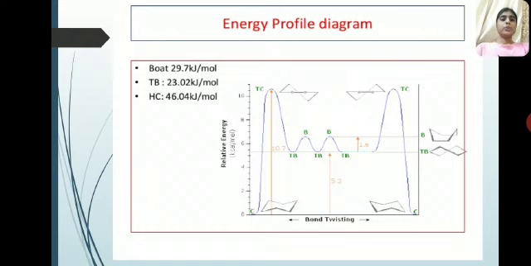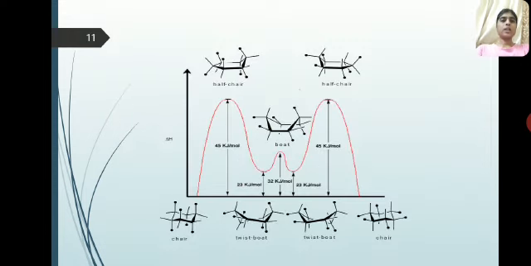This is an energy profile diagram. Boat energy is 29.7 kJ per mole. TB means twisted boat, at 23.02 kJ per mole, and HC is half chair at 46.04 kJ per mole. C is chair, TC means twisted chair, TB means twisted boat, and B is boat. This is the energy profile diagram.